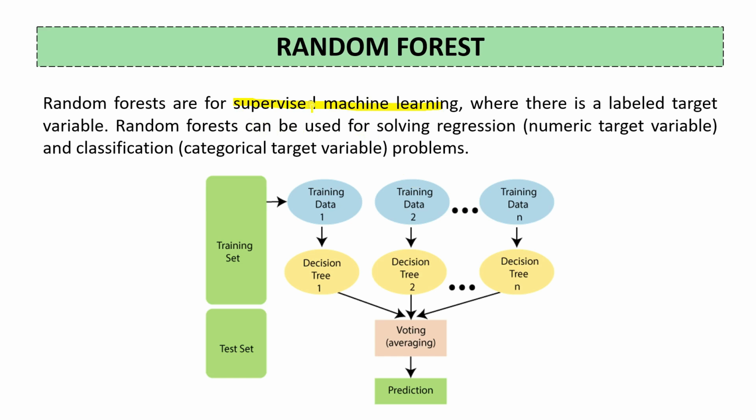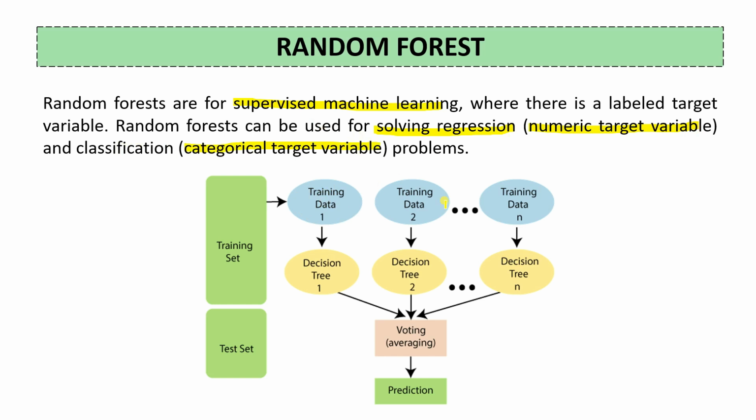So what is unsupervised? An unsupervised problem statement doesn't have any target columns. It doesn't have any supervisors. That's called unsupervised learning. Random forest can be used for solving regression problems, with numerical target variables, and classification problems, with categorical target variables. We know that random forest is used like that.